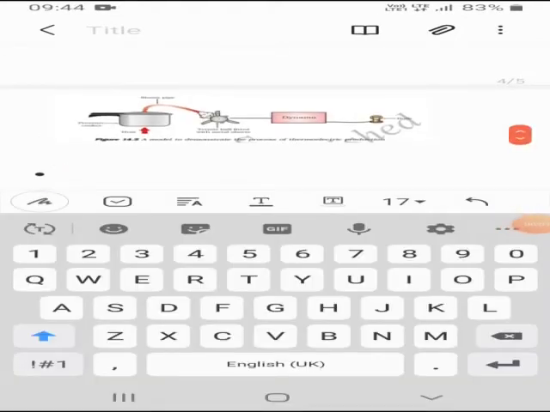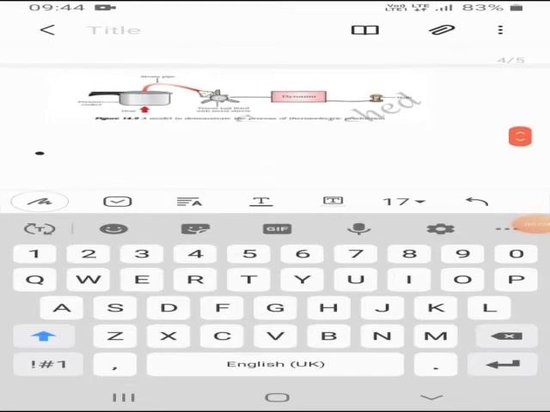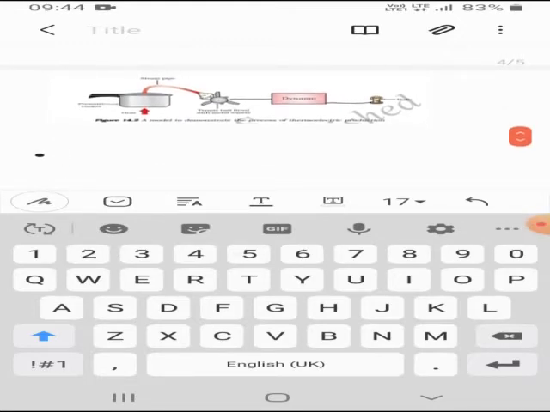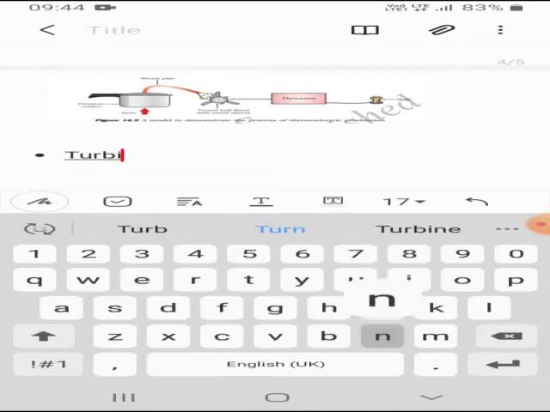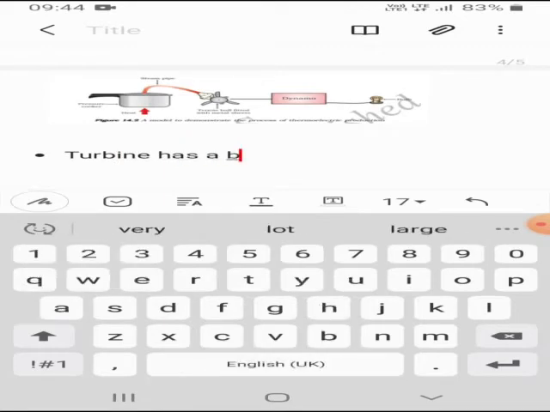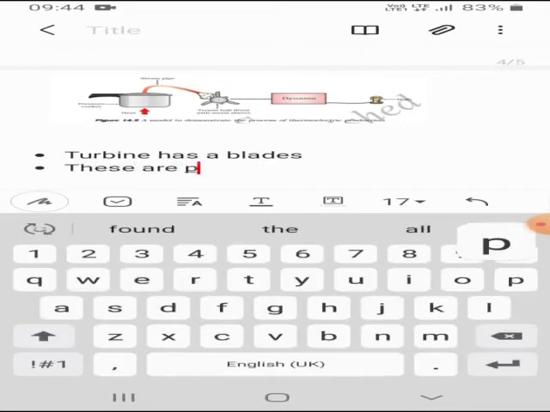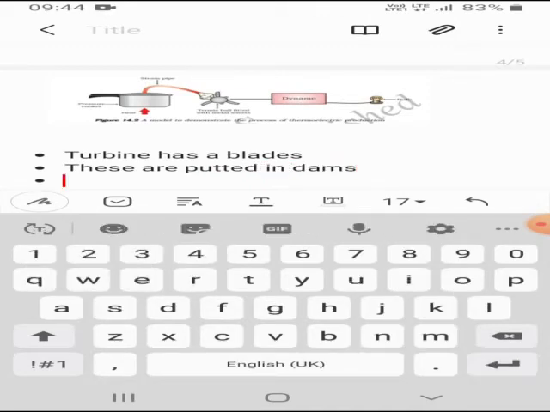This is a model of domestic thermoelectric production, and this is the turbine where the gas comes and rotates the turbine, and with the force of the rotation of the turbine the current is produced. The turbine has blades, and these turbines are put near dams, where they release the water. With the force of the water, they rotate.